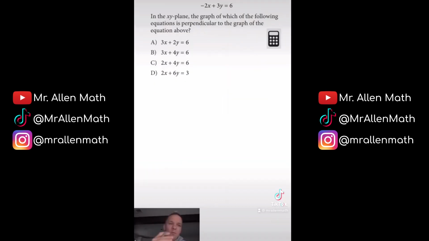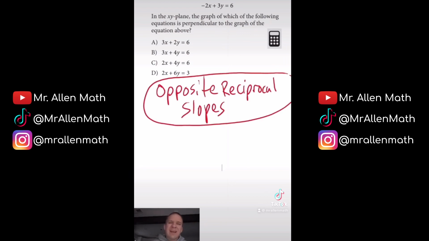I like it. In the xy plane, the graph of which of the following equations is perpendicular to the graph of the equation above? Well, what does it mean to be perpendicular? That means that the lines are going to intersect and form right angles. More importantly in this question is that my slopes are going to be opposite reciprocals. Now, what does it mean to be opposite reciprocal? Well, that means that the slope is going to be flipped, and then we're also going to change the sign. So if it was positive originally, it becomes negative. If it was negative originally, it becomes positive.